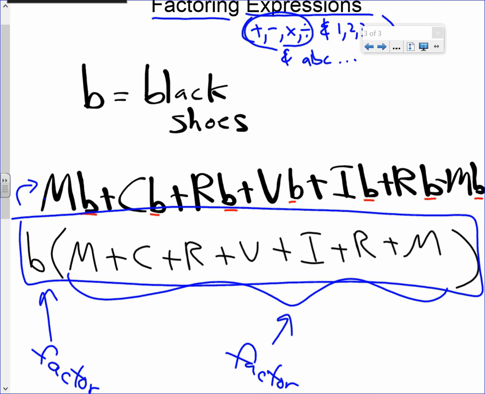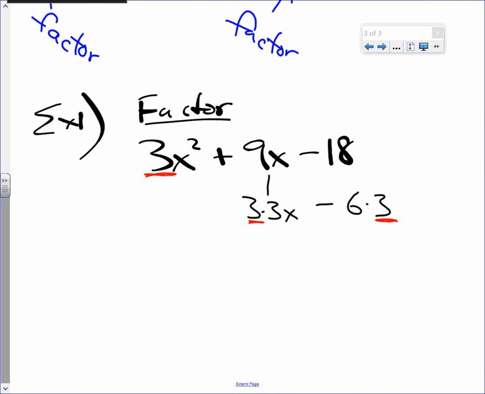I took out the black shoes, so right now I'm going to take out a 3 from every single one, and let's see what's left over. Watch this, do it with me. 3, look at whatever's left over, I put in parentheses. 3 times what is going to be 3x squared?